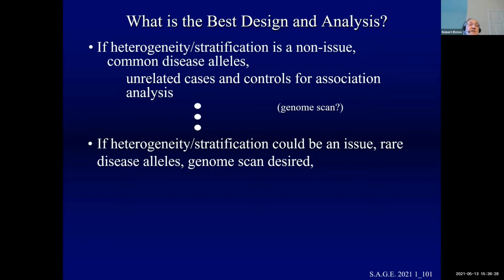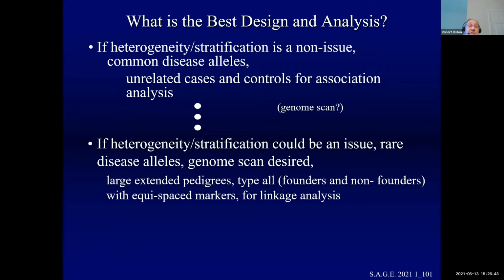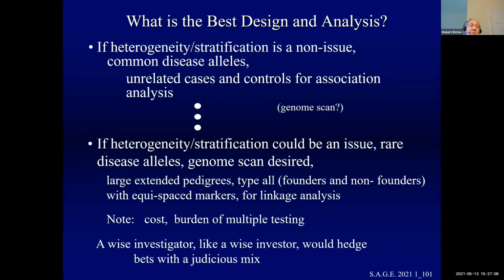But if you have heterogeneity and stratification, and they could be a real issue, and you have rare disease alleles, and you really want to look at the whole genome, then large extended pedigrees, type all the individuals, founders and non-founders, with equispaced markers for linkage analysis. That is the best design. And don't forget, there's the cost, the burden of multiple testing. The more you test, the bigger the sample size you need. I suggest a wise investigator, like a wise investor, will hedge their bets with a judicious mix of these two. So I strongly suggest that you don't automatically go for one or the other if you don't know.